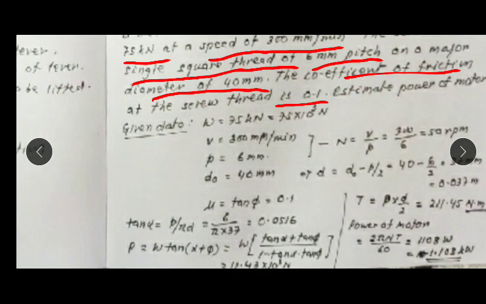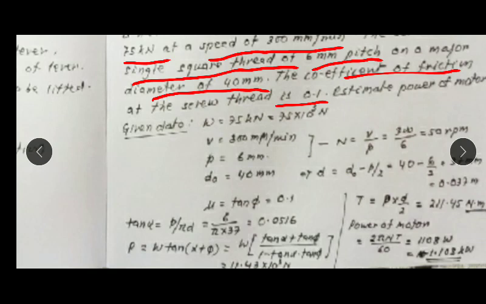See here, W equal to 75 kilonewton, which can be converted into Newton, 75 into 10 to the 3 Newton. The velocity of the nut is 300 mm per minute, and the pitch of the screw is 6 mm. So from these two data V and P, we can calculate the speed of the screw, that is N equal to V by P, 300 in mm, 6 mm also in mm. 300 by 6 equal to 50 rpm.